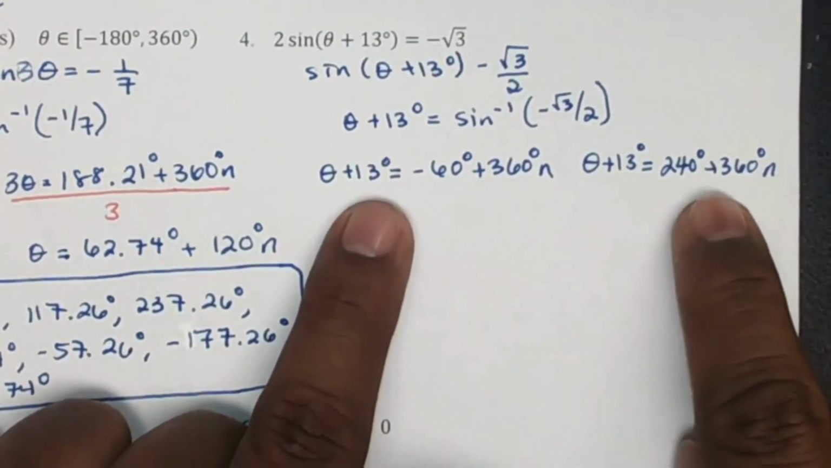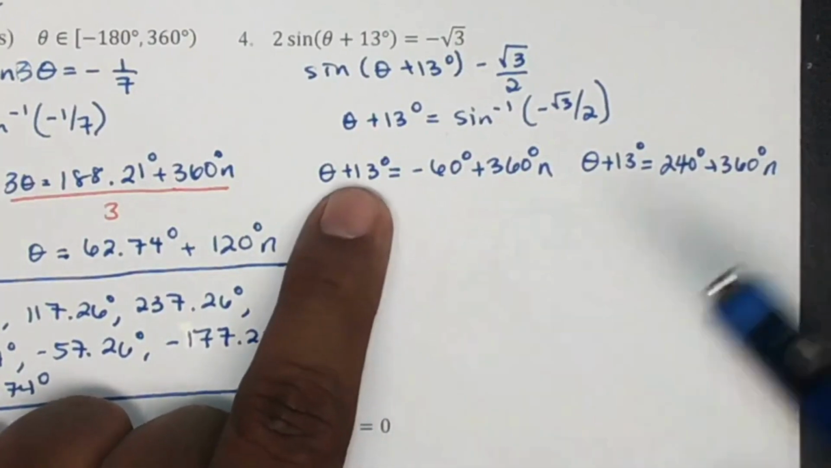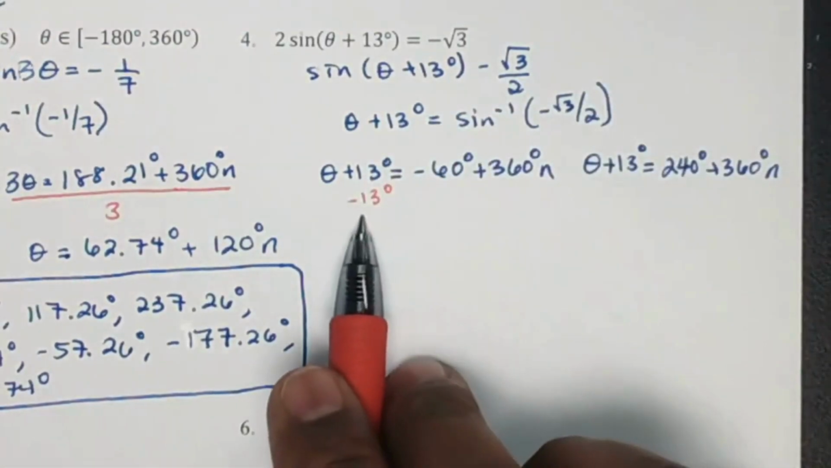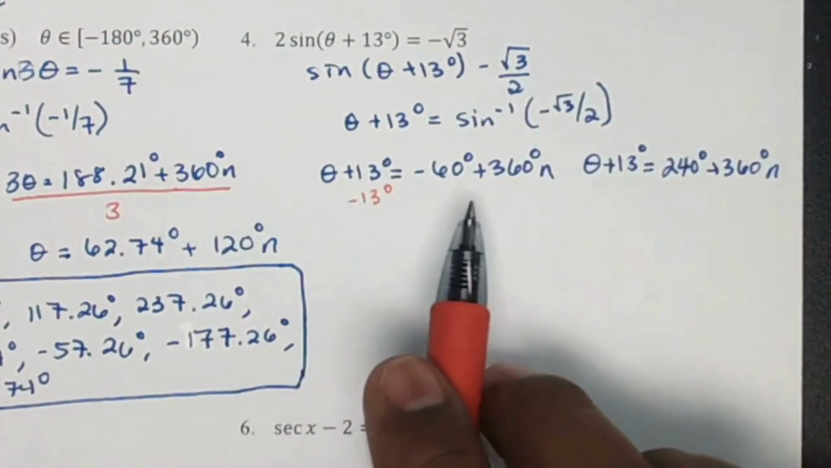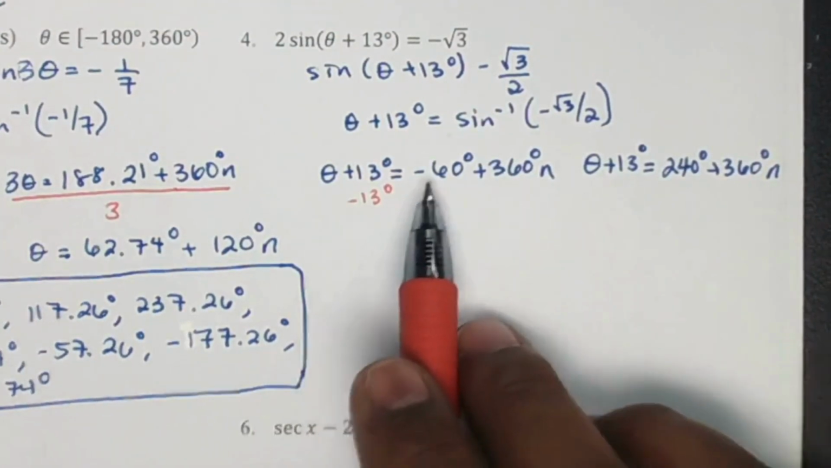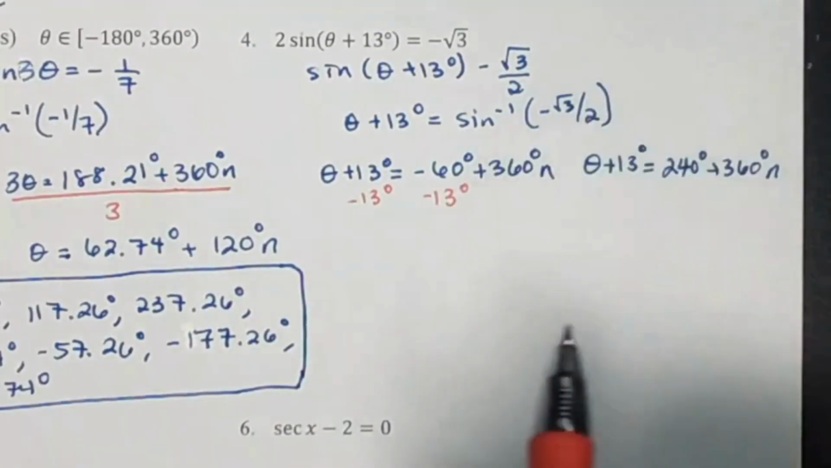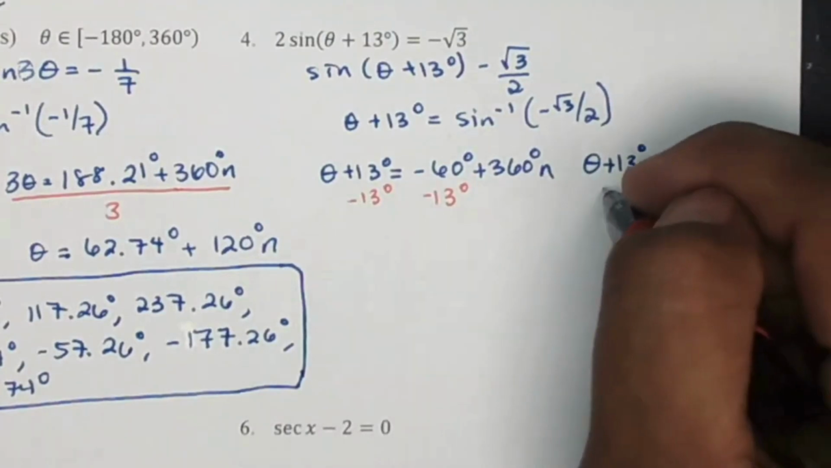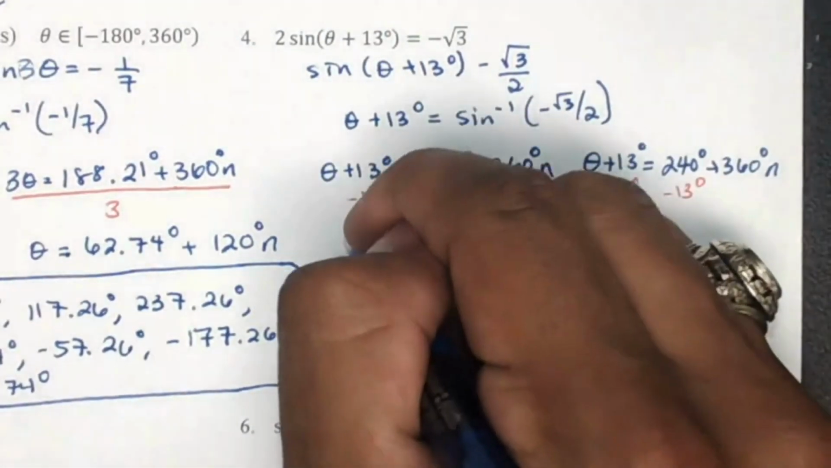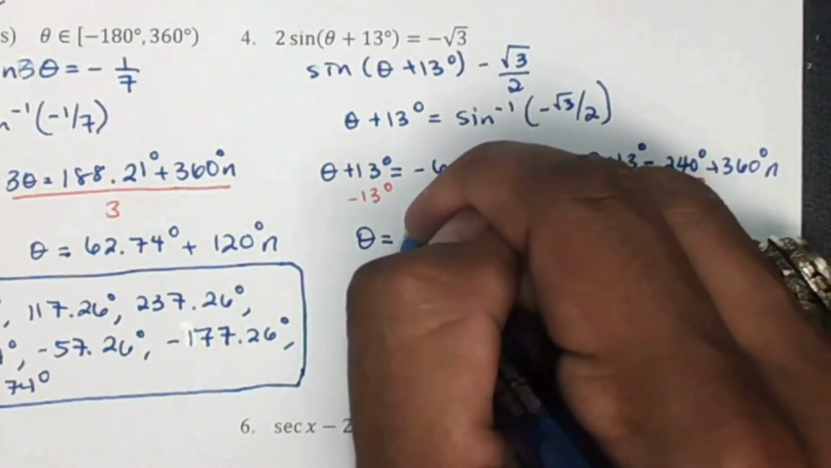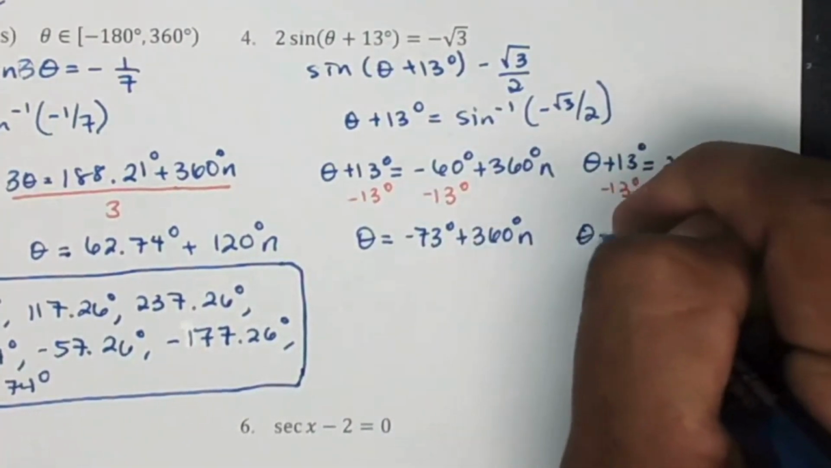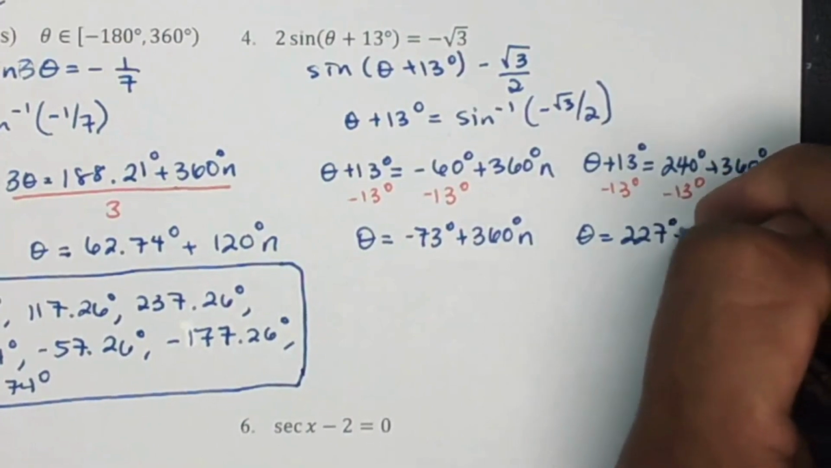So these are almost my two general solutions. What I need to do is solve it for theta. And this is where students forget their algebra. I need to subtract 13 degrees on this side, and then I need to subtract it on this side. Well, the only like term for negative 13 degrees without an n is negative 60. You cannot add to n unless you have an n. So this same thing happens over here. So our general solutions end up being theta equals negative 73 degrees plus 360n, and theta equals 227 degrees plus 360n.